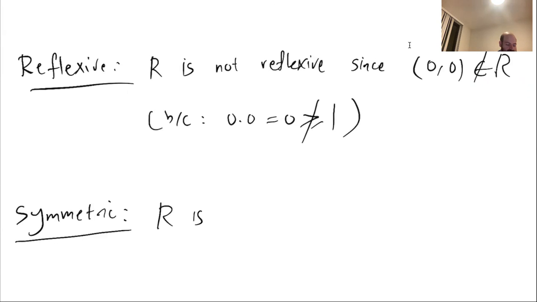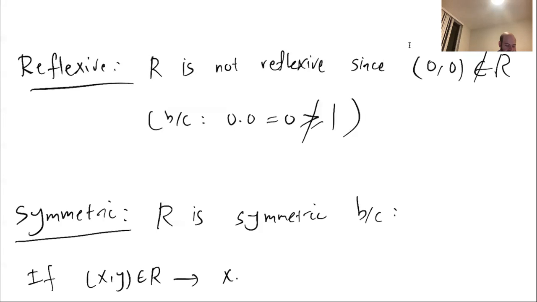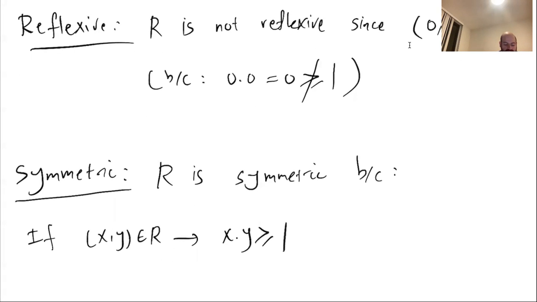R is symmetric, because if X and Y is in R, then this means that X times Y is bigger than or equal to 1, right? Because R consists of all pairs X and Y such that X times Y is bigger than or equal to 1. So if X and Y is in R, then X times Y is bigger than or equal to 1. And this, of course, implies that Y times X is bigger than or equal to 1, right?